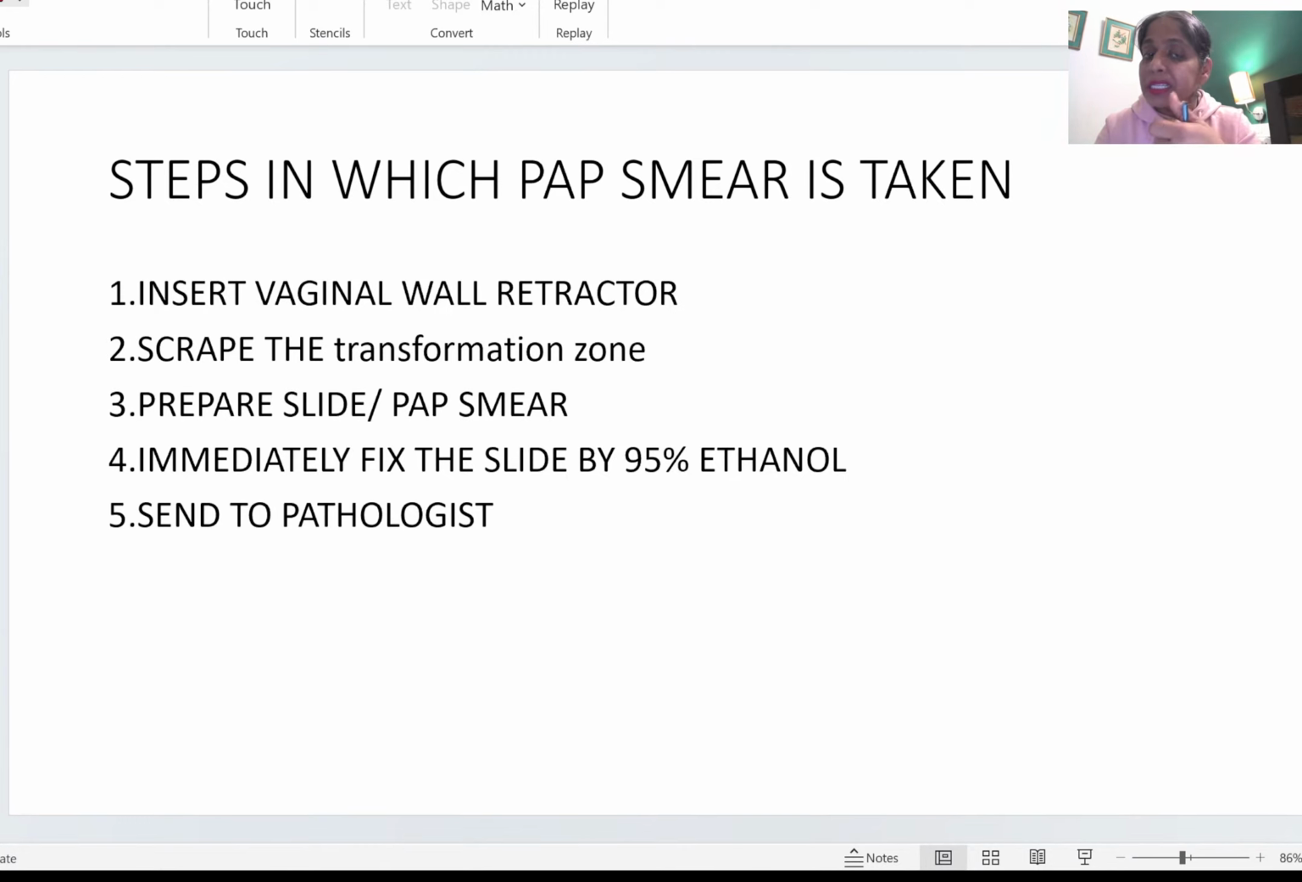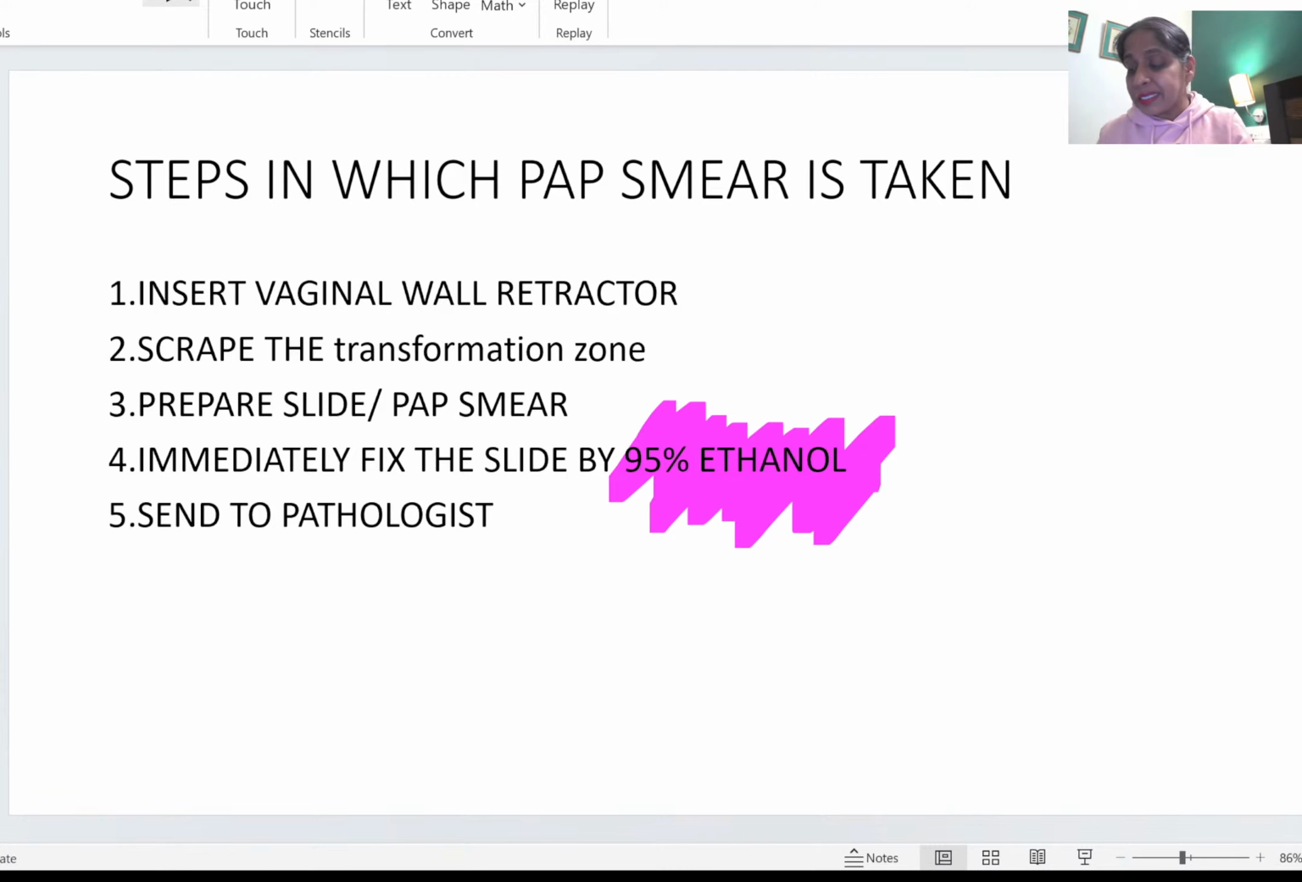Then we will fix the slide immediately with 95% ethanol. This fixative is asked in the exam. What is the fixative? It is 95% ethanol. And then we will send the slide to the pathologist.